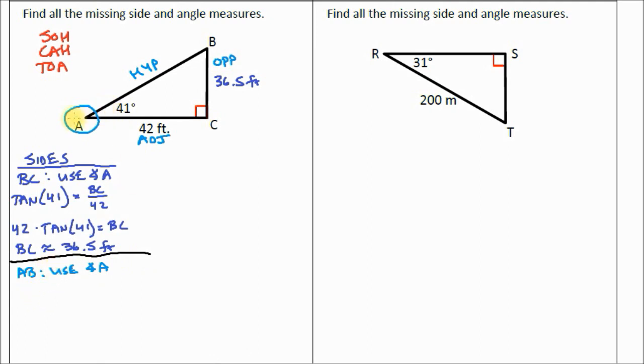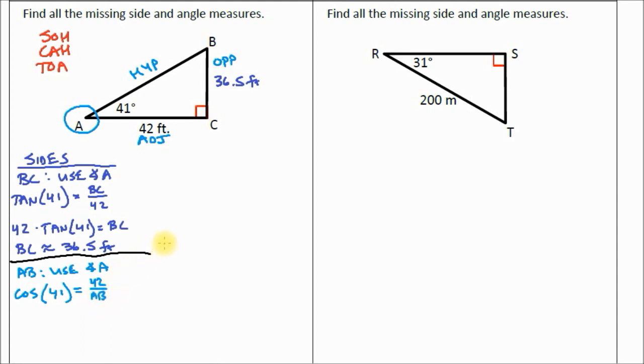So angle A, I know adjacent, I want to know hypotenuse. Adjacent and hypotenuse is cosine. So my trig function is going to be cosine, same angle, 41. It's adjacent over hypotenuse, which is 42 over an unknown, AB.